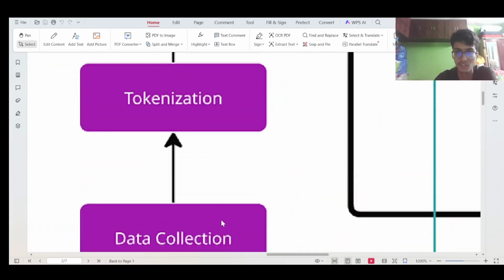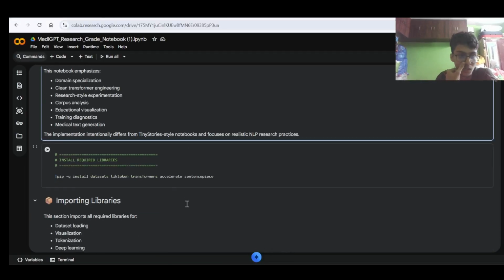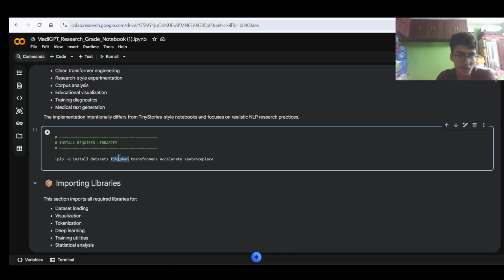First of all, data collection: the PubMed QA datasets, as I mentioned earlier. So we are collecting the data and doing pre-processing, and I will show you the pre-processing step here. First of all, you see I have used tiktoken, which uses the byte pair encoding algorithm, which is efficient as a tokenization scheme.